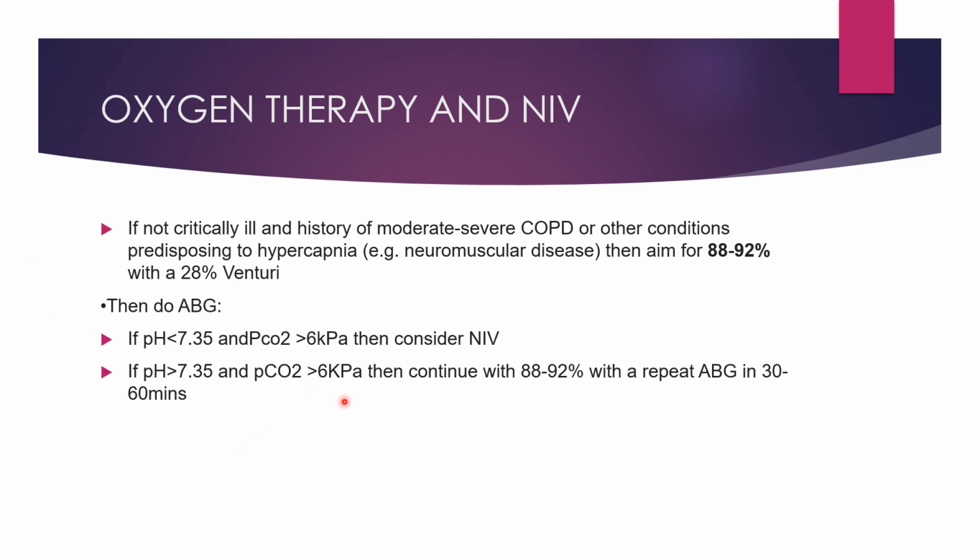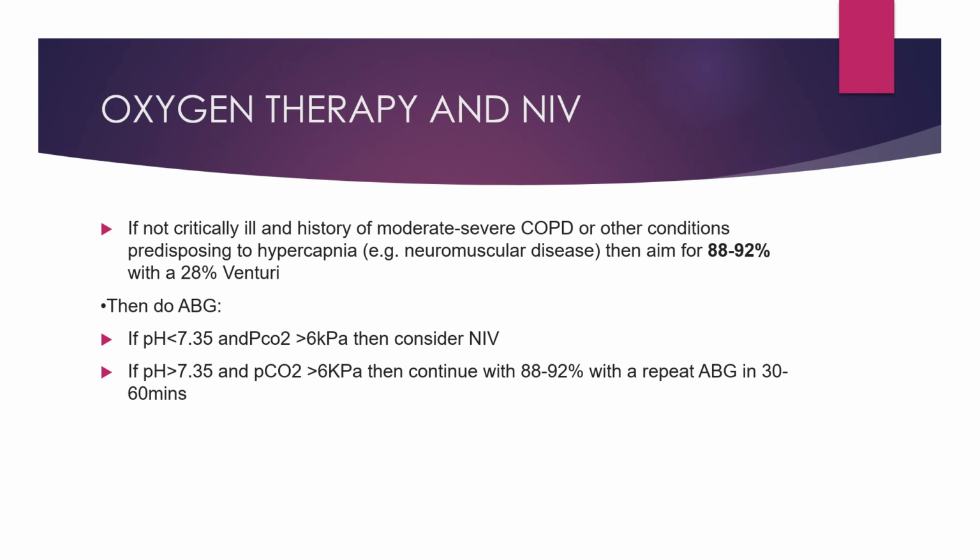Coming to this one, if the PCO2 is greater than 6 kilopascals, but the patient is able to maintain his pH above 7.35, that means the patient is not in acidosis. There is hypercapnia, but the patient is able to compensate for it. Then you can continue oxygen and repeat the ABG in 30 to 60 minutes. But if the patient has a PCO2 greater than 6 kilopascals, which is making the pH go down to less than 7.35, then you have to consider NIV.